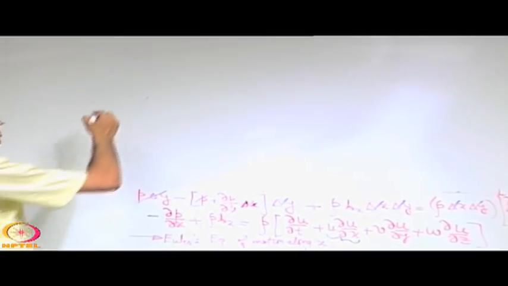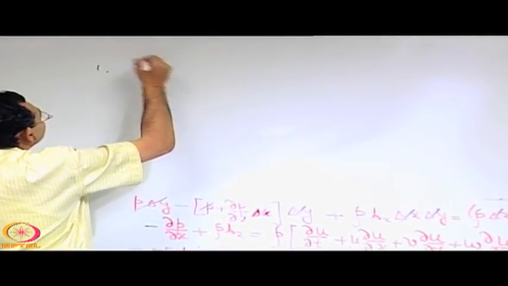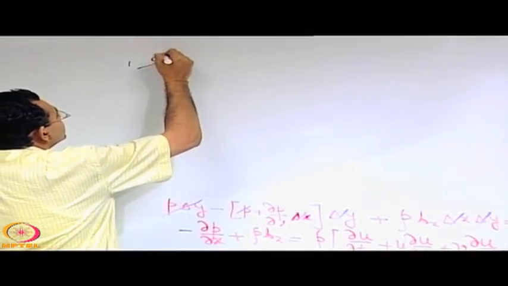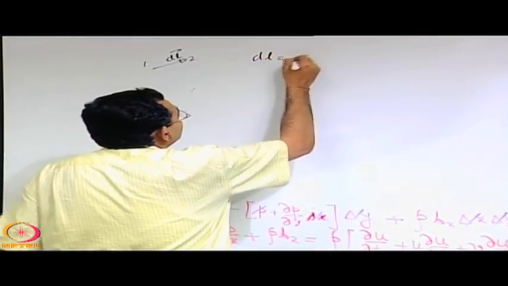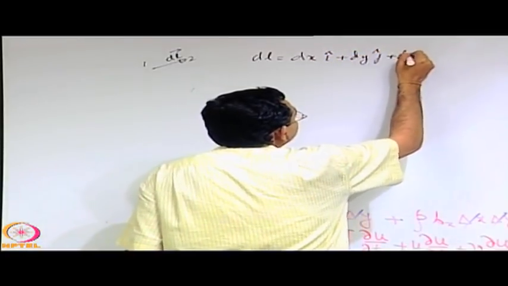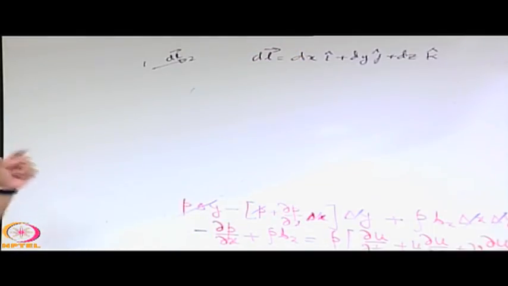Now, what we are interested to find is the difference in pressure between 2 points. Let us say that we have 2 points, 1 and 2, which are quite close, so that they are connected by a position vector dl. dl is given by dx i plus dy j plus dz k. So, this is the position vector that we are looking for.